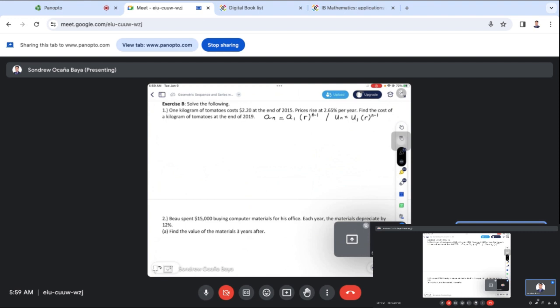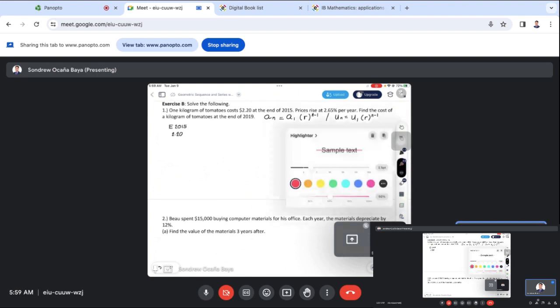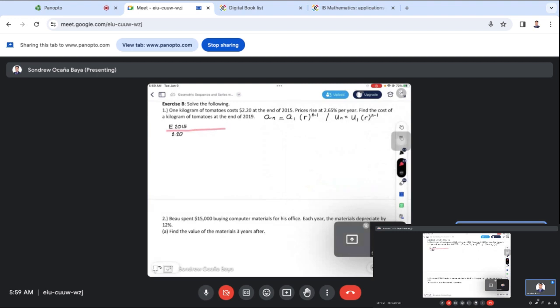So here we are given that at the end of 2015, allow me to use E for end, B for beginning. So it's just shorter. So we have at the end of 2015, the cost is actually $2.20. This is in dollars. All right. And then the question is we wanted to find the cost at the end of 2019.